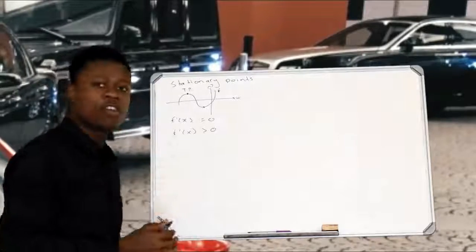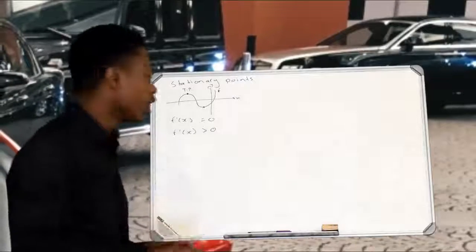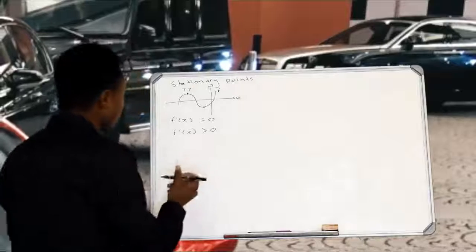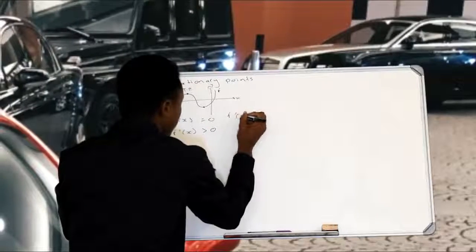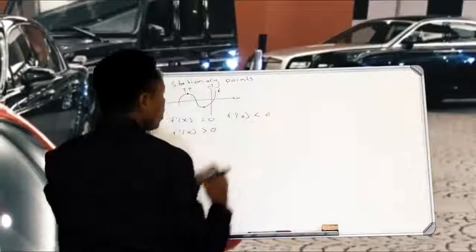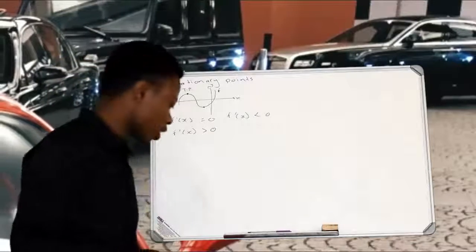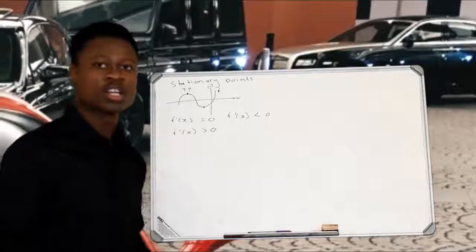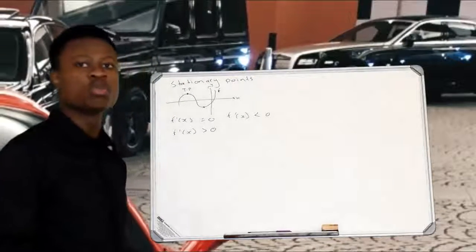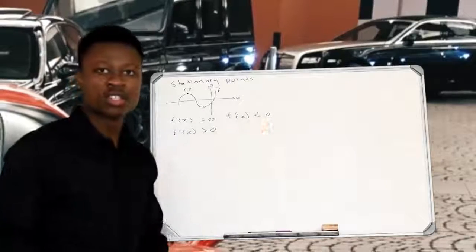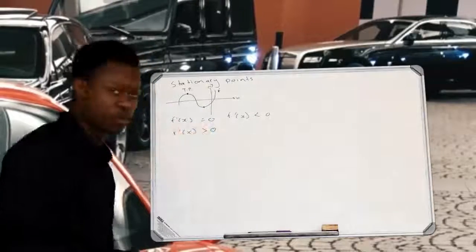So if f prime of x is greater than 0, it means that the graph is increasing. And of course, the other way works too. If f prime of x is less than 0, it means that the graph at that point is decreasing. Alright? So you might be asked some of those questions. So you need to be aware of that little bit of theory, so that you can apply it and get your marks for free, right?